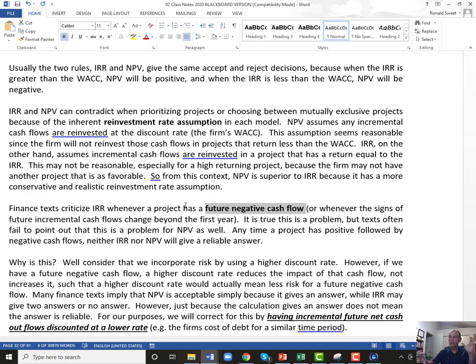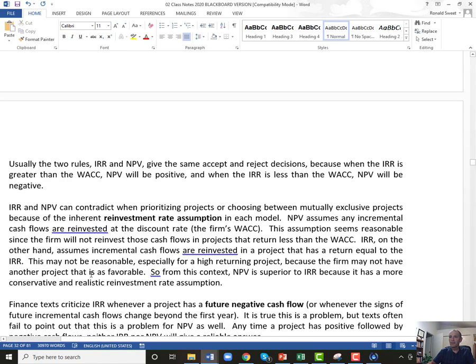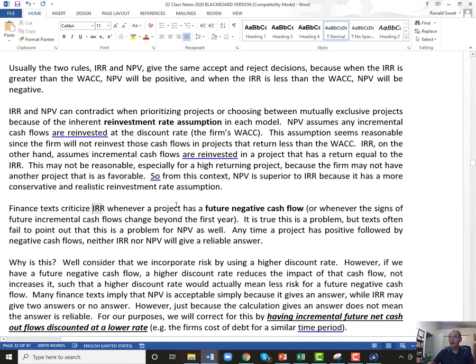Normally it's negative followed by positives, but if you have any negative cash flows in the future, you can get multiple IRRs. You will not get multiple NPVs, but I do not think NPV is more reliable than IRR in those cases. Most textbooks say, oh, because of this, IRR is worse. I disagree with that. I think NPV and IRR, and I'll talk about it, both have the same problem.